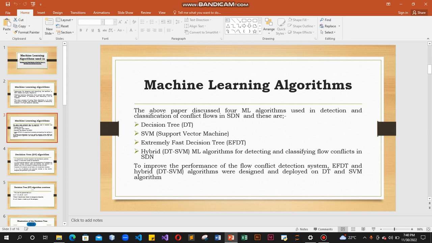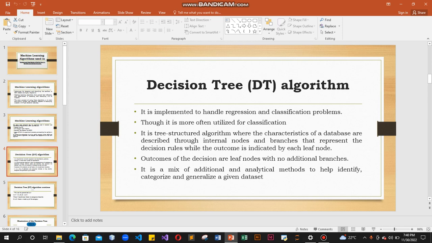One is decision tree. We have the SVM, extremely fast decision tree, and hybrid. The hybrid improves the performance of the flow because it is a combination of a DT and SVM. The decision tree is implemented to handle regression and classification problems, though it is more used in classification problems.